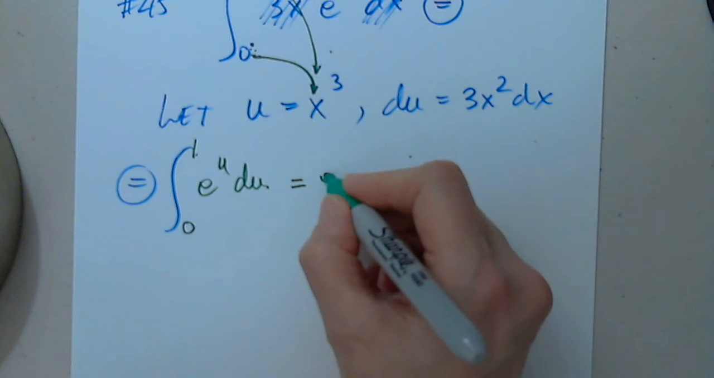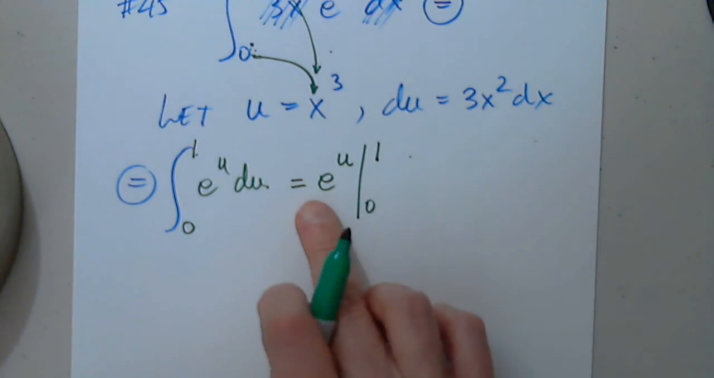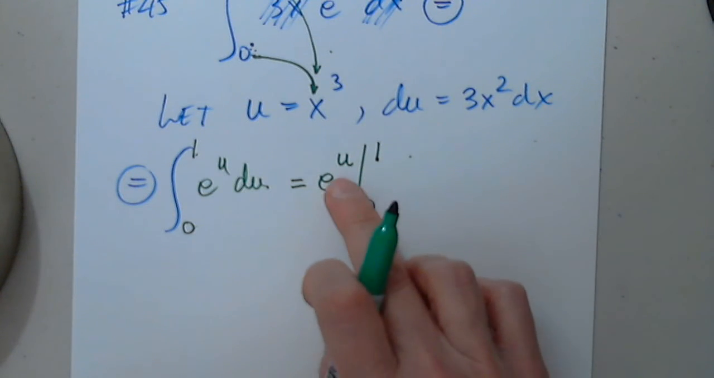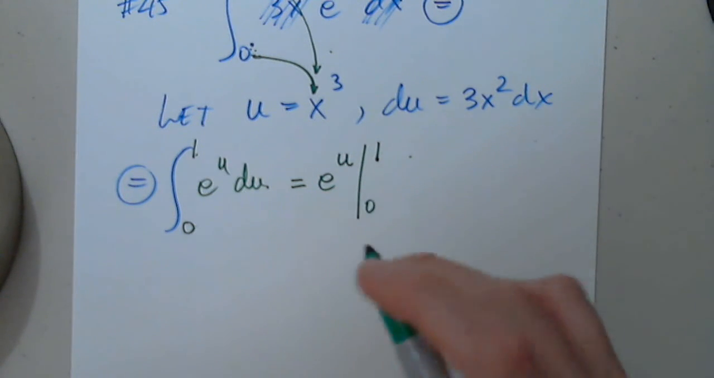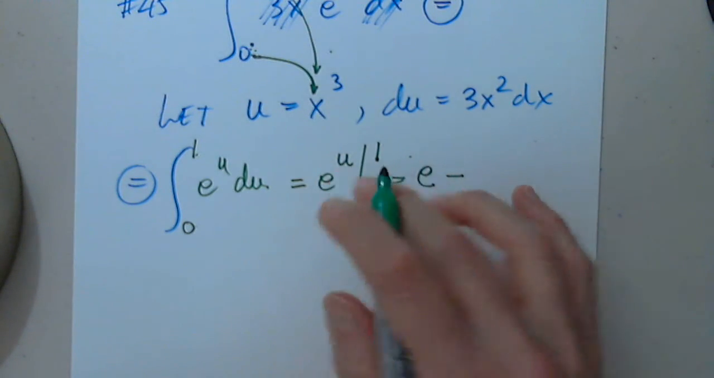So now this is e to u from 0 to 1. Careful, this is not a polynomial. When you plug in 0, you will not get 0. So I plug in 1 minus when I plug in 0.